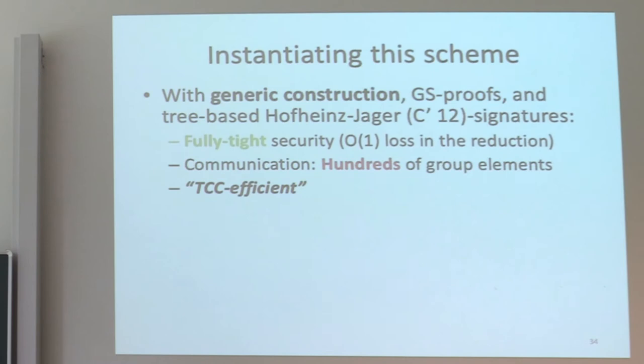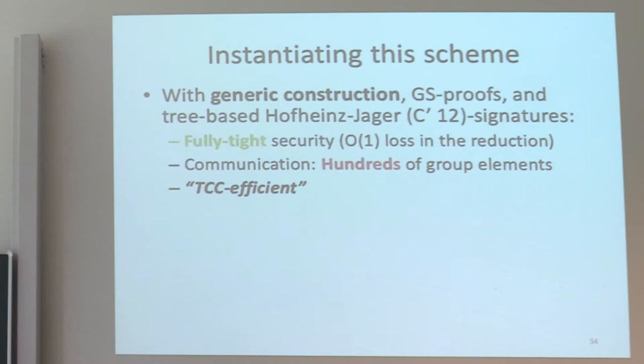Okay, so this looks pretty nice, but unfortunately it doesn't give us a very efficient signature scheme. So one approach to instantiate is to use signature schemes from an older paper, from Crypto 12. And from a theoretical point of view, this is nice because it gives us a completely tight security proof with constant security loss. But unfortunately, the efficiency of the scheme is absolutely absurd from a practical point of view. We have hundreds of group elements, so if you have a battery-powered IoT device or whatever and you want to send a signature, then this will drain your battery with a single signature, maybe.